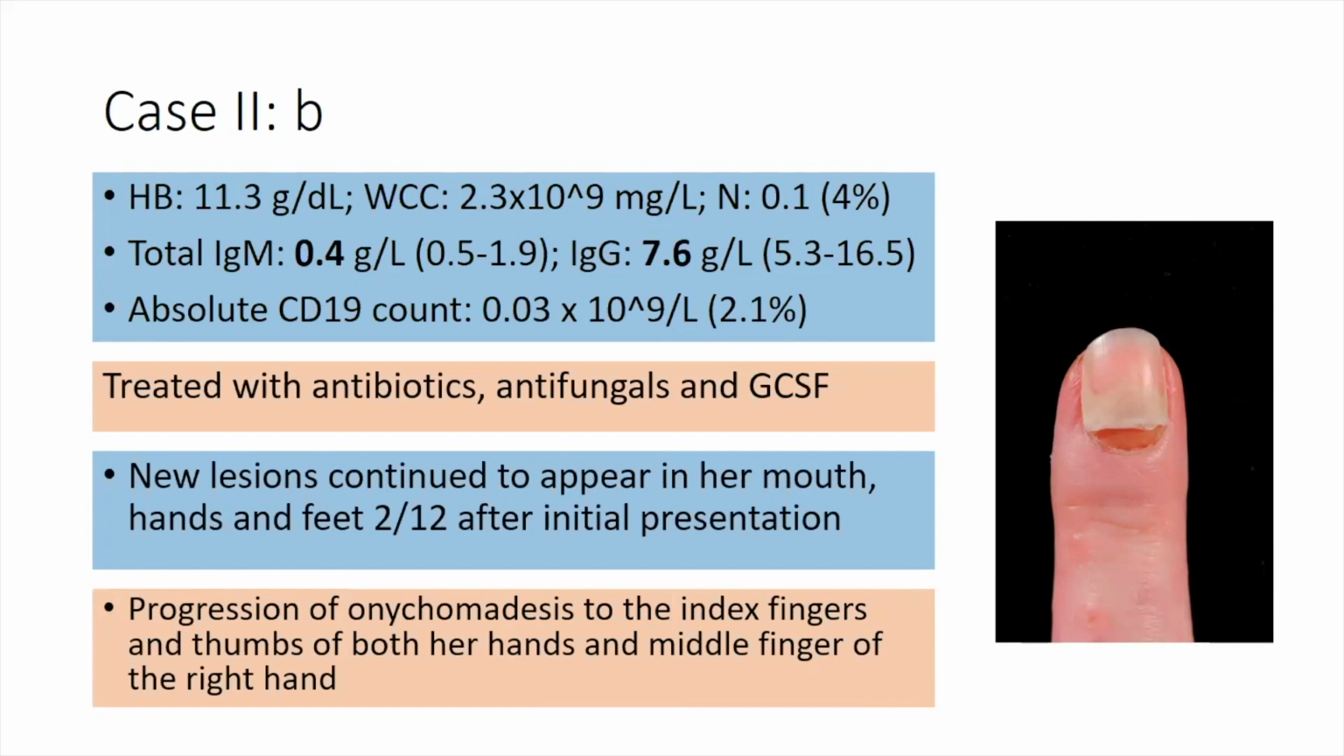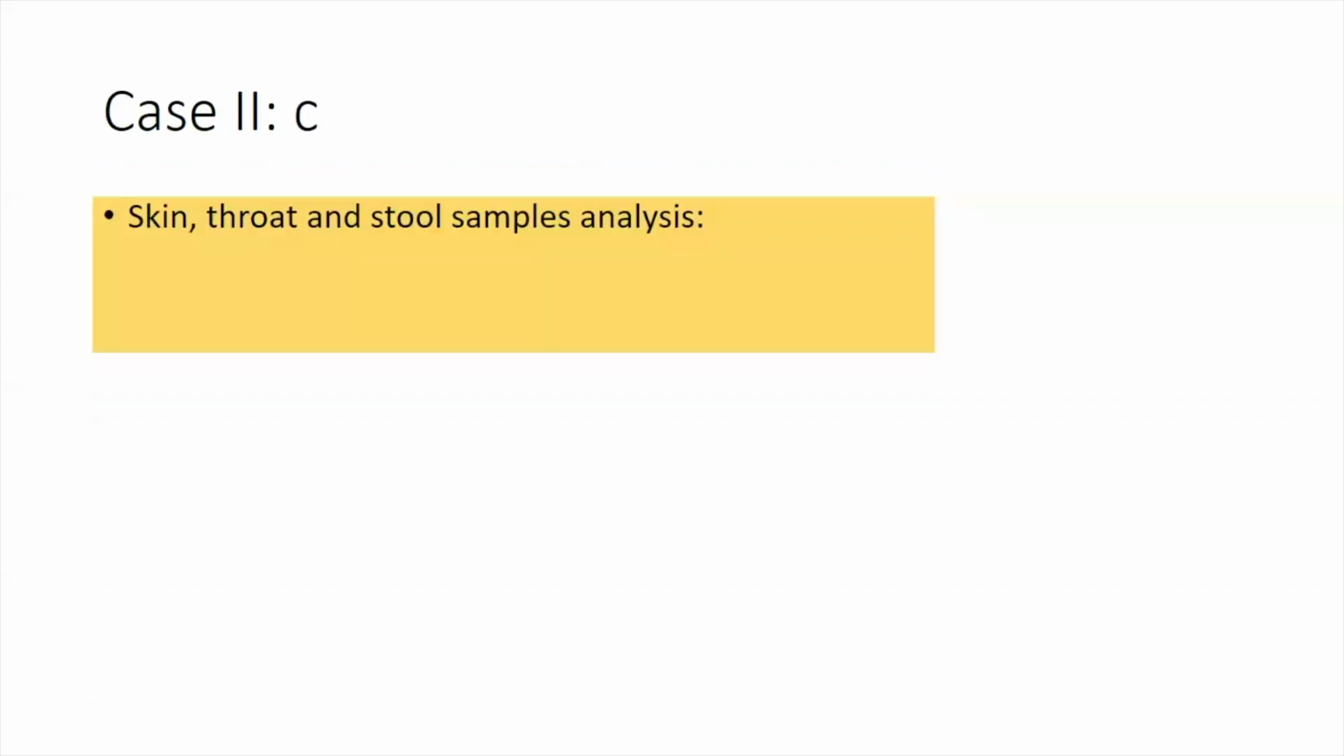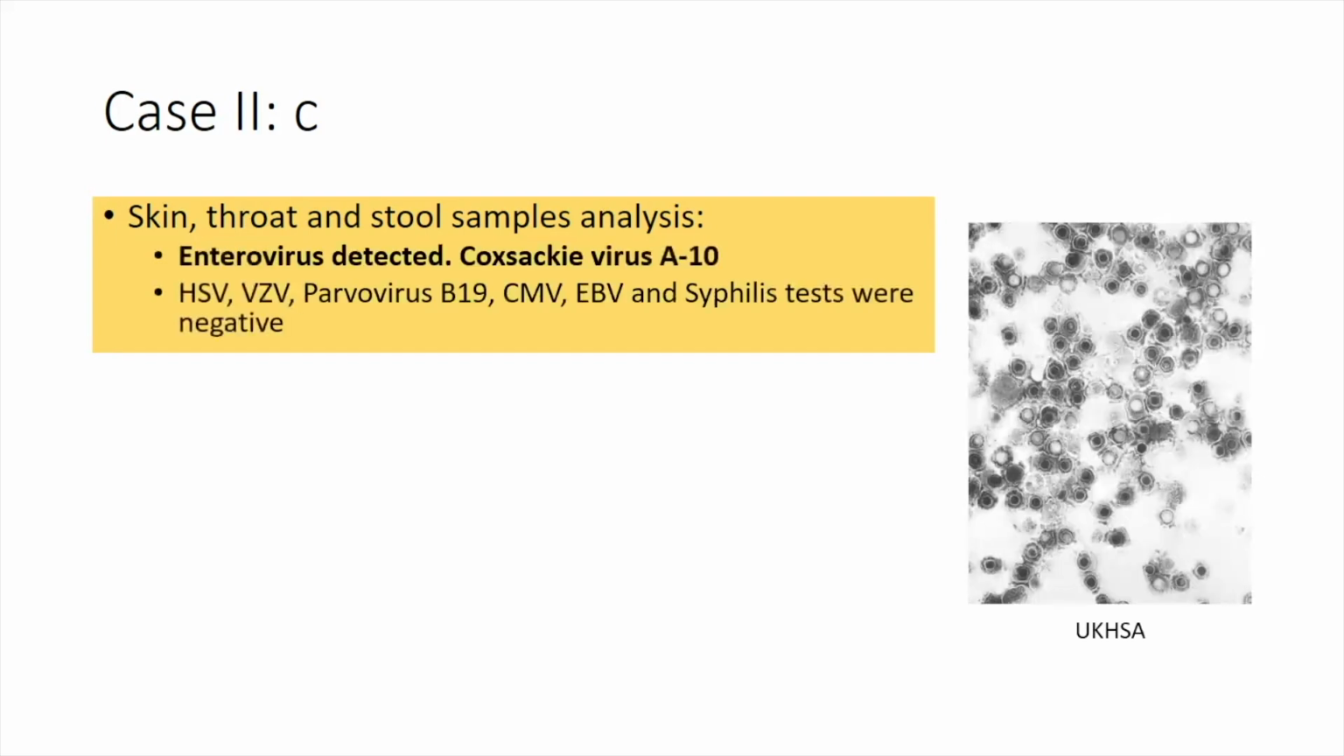When she came this time, they decided to consult the virologist. And do you know what the virologists do? The virologists take swabs. So we took skin swabs and throat swabs and stool samples because we thought, hypogammaglobulinemia, hand, foot, and mouth. Yeah, this is probably an enterovirus. And indeed, it was an enterovirus.